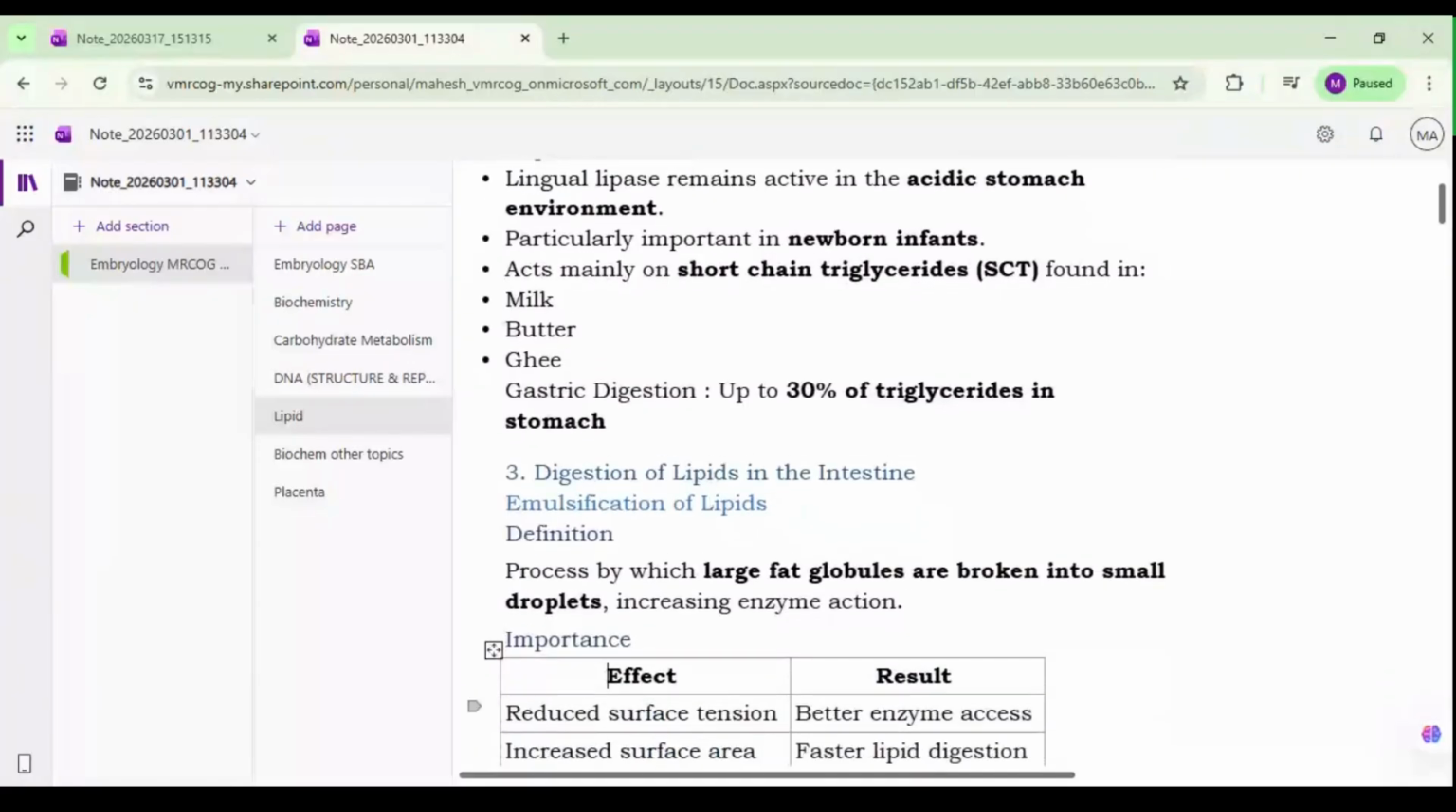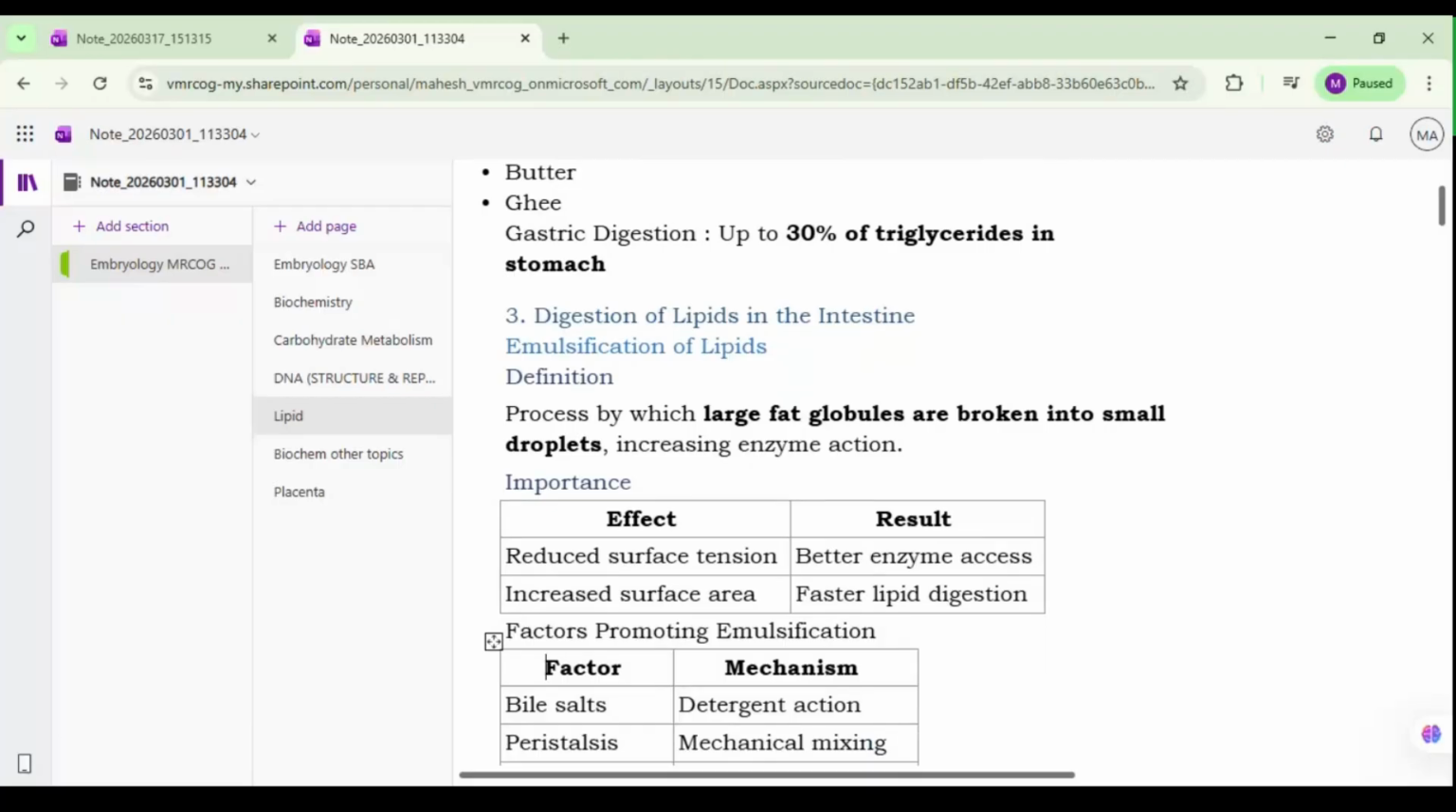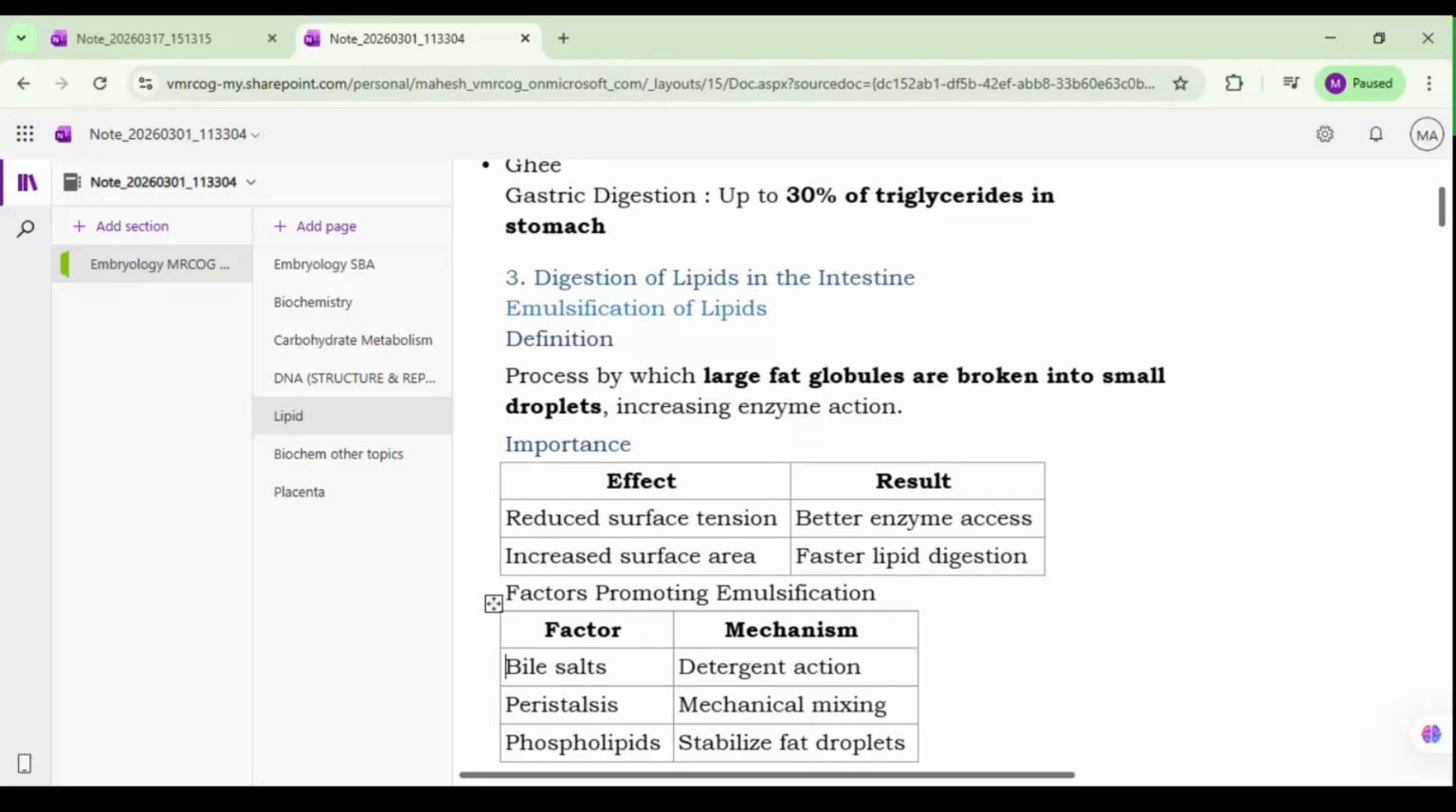Now coming to the digestion of lipids in the intestine. So the most important step in the intestine is the emulsification of the lipids. Okay, this emulsification is very important in the process of digestion of the lipids. What is this emulsification? It is the process by which large fat globules are broken into small droplets, increasing the enzyme action. So conversion from large fat globules to small fat droplets is important because enzymes will act in a better way. Okay, so what exactly does it do? It reduces the surface tension so that enzymes can access these lipids very easily. It also increases the surface area, so faster lipid digestion.